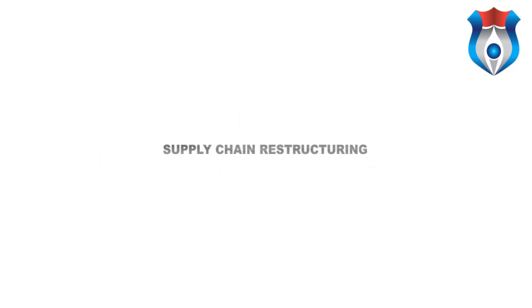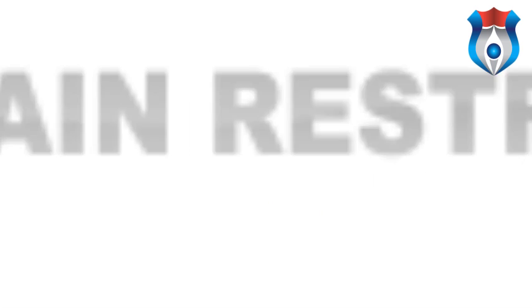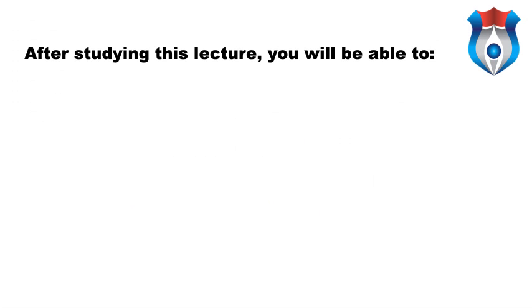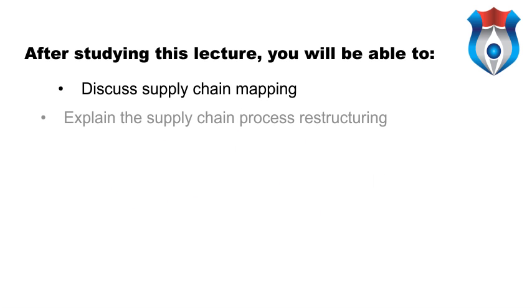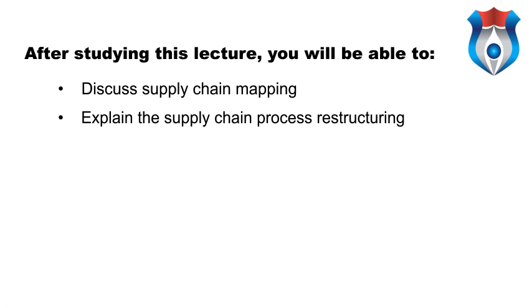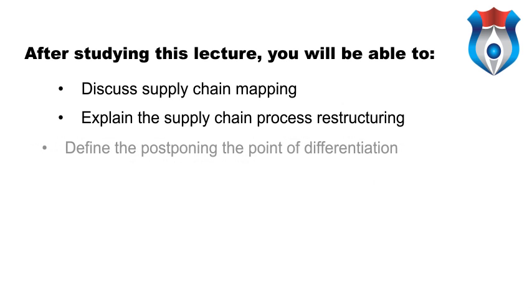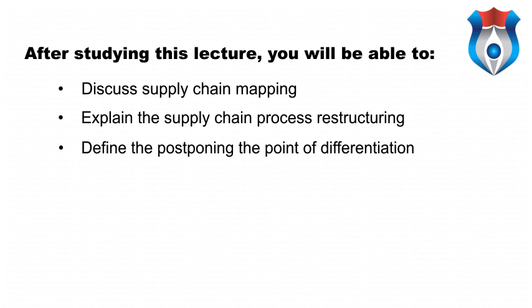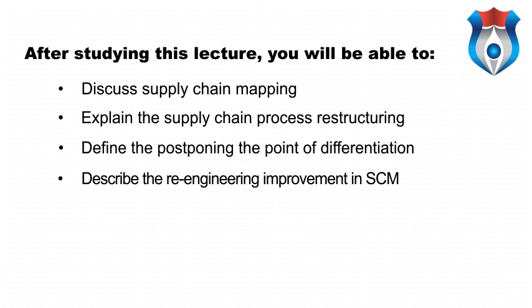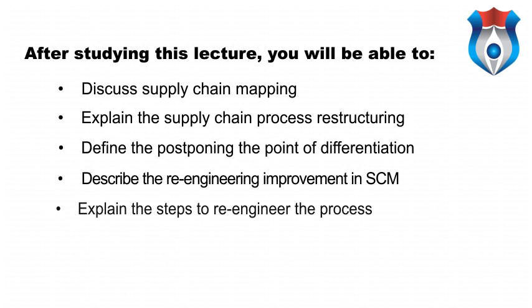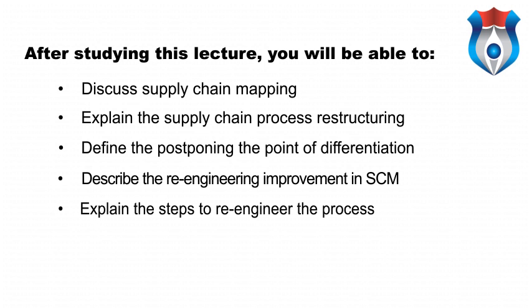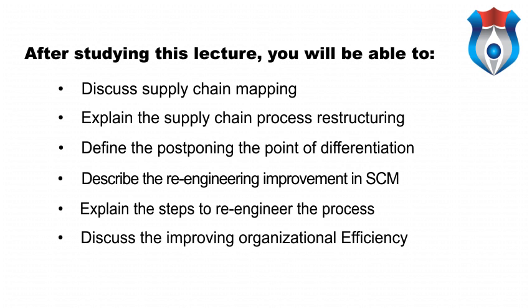Hello students, welcome to the lecture on supply chain restructuring. After this lecture we will be able to learn the following objectives: discuss supply chain mapping, explain the supply chain process restructuring, define postponing the point of differentiation, describe the re-engineering improvement in SCM, explain the steps to re-engineer the process, and discuss improving organizational efficiency.